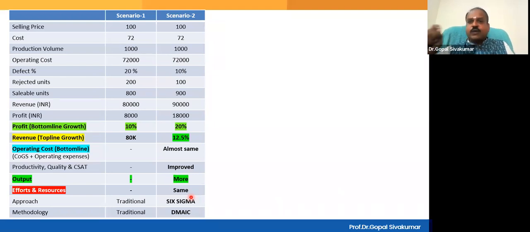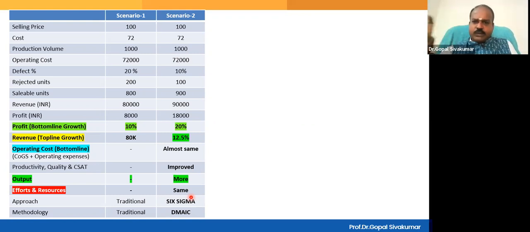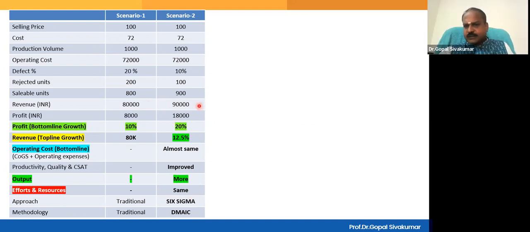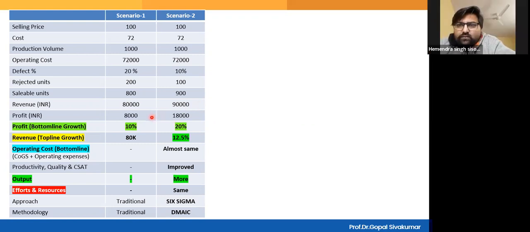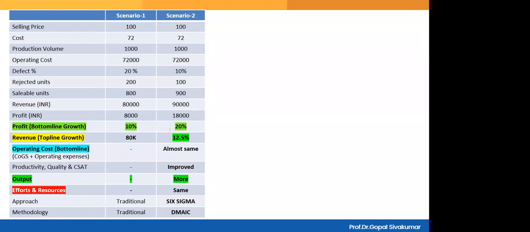The impact is directly on the bottom line, and there will be some impact on the top line also. The revenue also will increase, but that is anyway within the produced unit. So you can see an impact here. Can you see revenue increasing from 80,000 to 90,000? Yes. There is an impact. And profit almost doubled, 8,000 to 18,000.